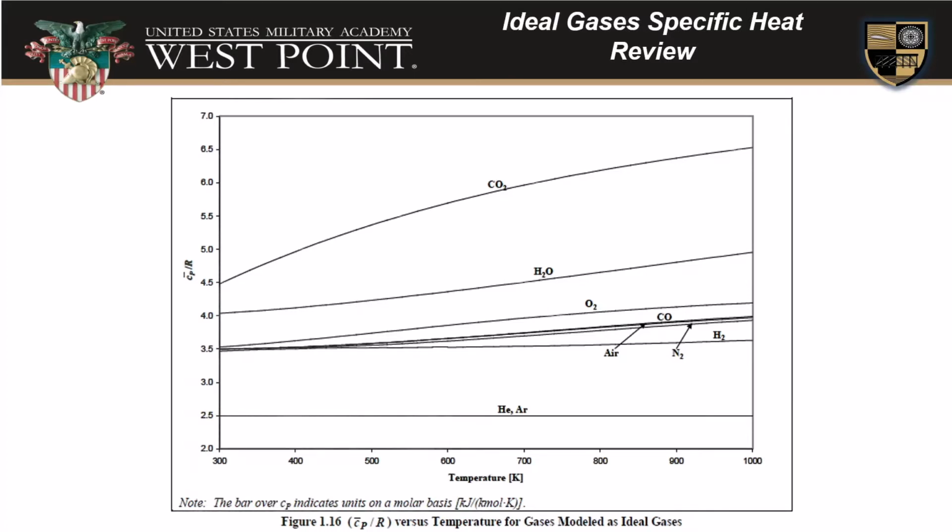Especially there is no change if you're dealing with helium and argon there at the bottom. It is constant among all temperature ranges. Or if you look at CO2 there at the top, there is a pretty significant change in your specific heat at constant pressure over your range of temperatures. So if you have a small enough temperature range, it's a good assumption to make the constant specific heat assumption. But if you have a large temperature range, you want to use the variable specific heat assumption.